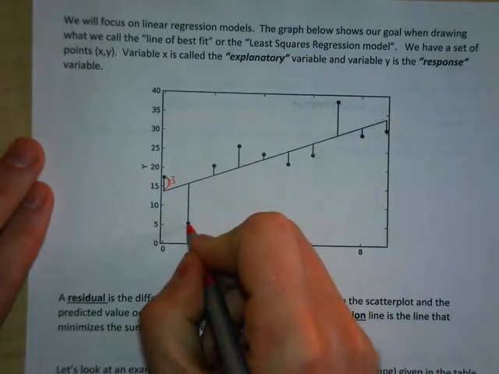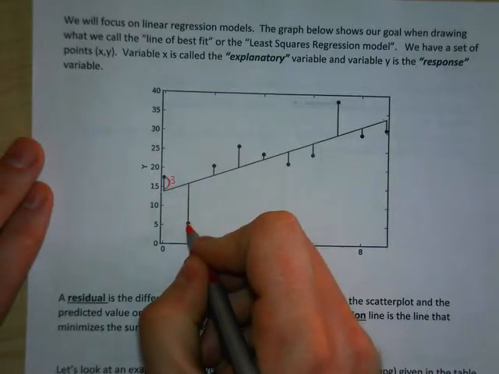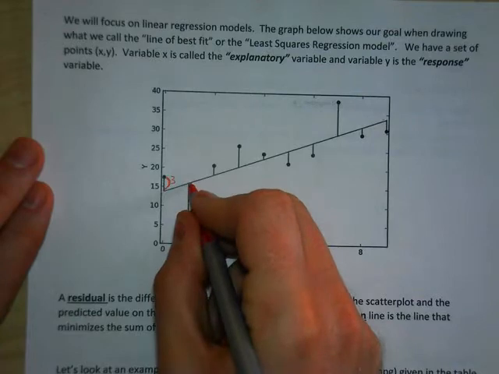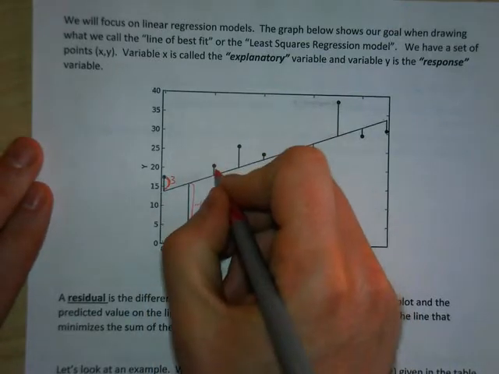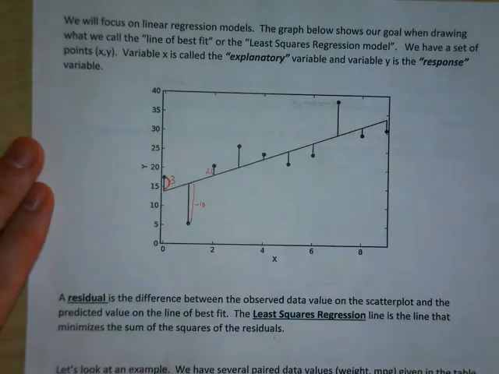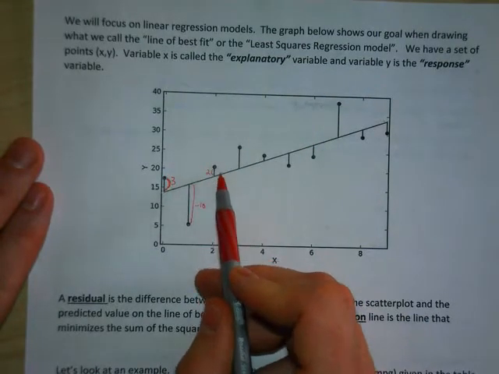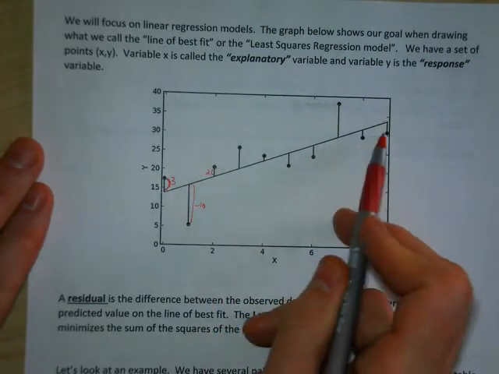From this actual value to the predicted value, if you do 5, take away maybe 15, that residual would be negative 10. And then the next residual may be a distance of 2, or positive 2, when you take this value, like 20 minus maybe 18. And you could do that for each of these.